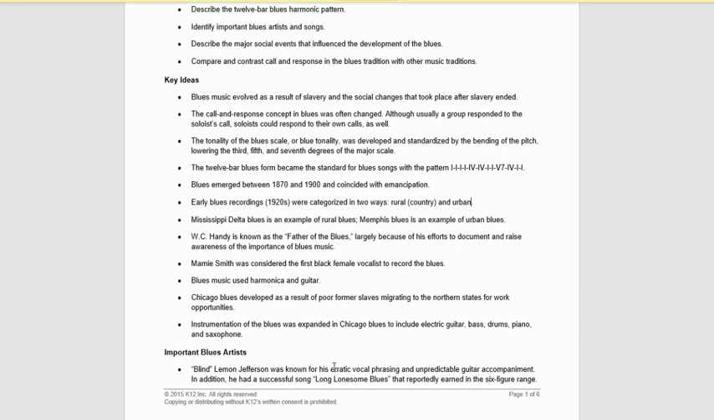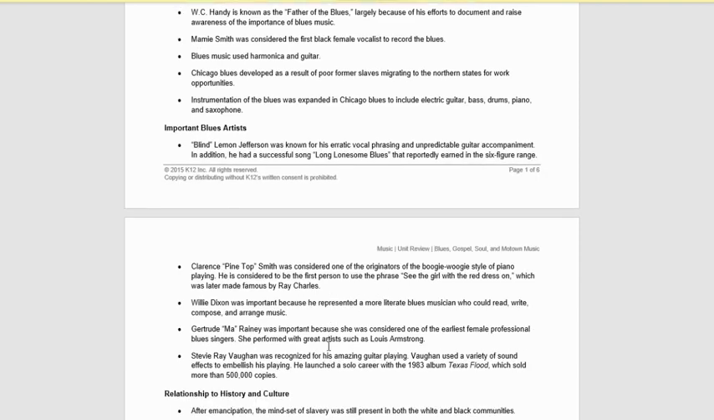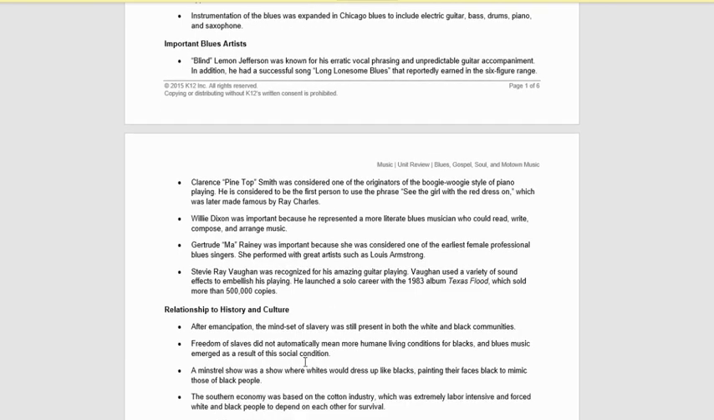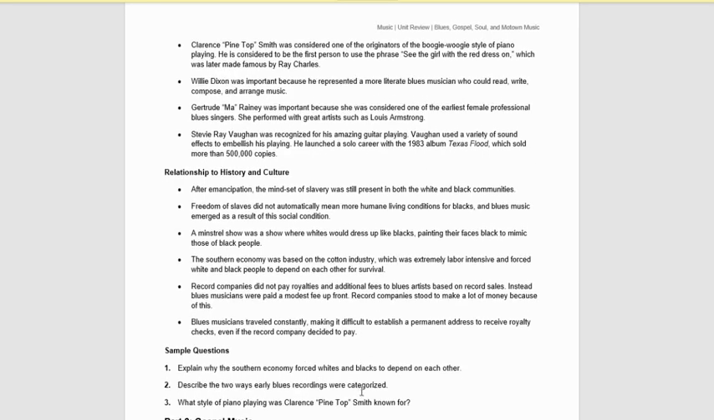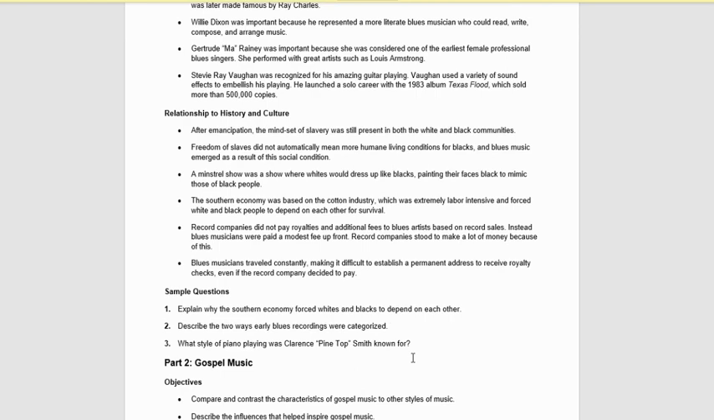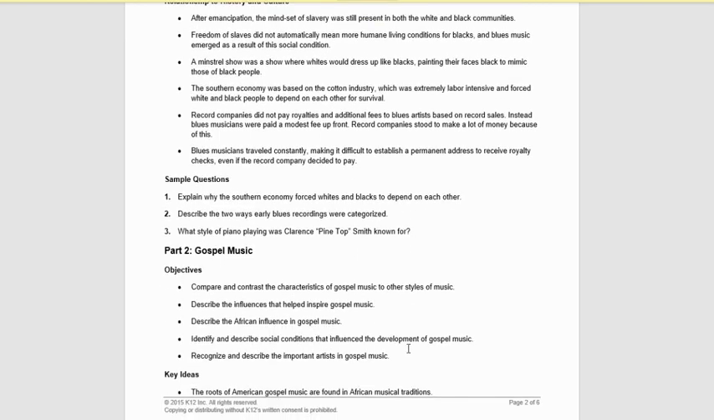Important blues artists, it's going to be important to know that because those are going to be ones that will be on the test. They were also on the quiz. So if you did well on the quiz for blues, then that won't be so difficult other than maybe reviewing. Okay, here's some little things about the relationship to history and culture, and they really didn't put that much compared to all the things we learned about it. Here are some sample questions that you could ask yourself or have somebody in your family ask you. All right, and then gospel music. Okay, here are the objectives that you want to be able to do and the key ideas.